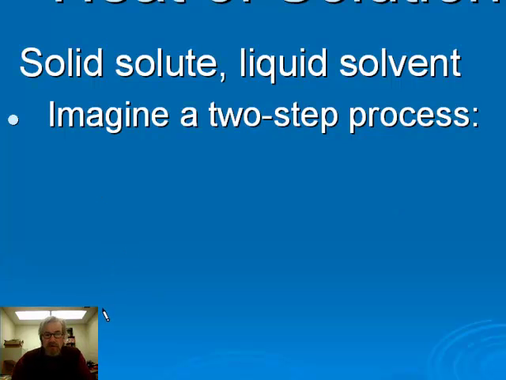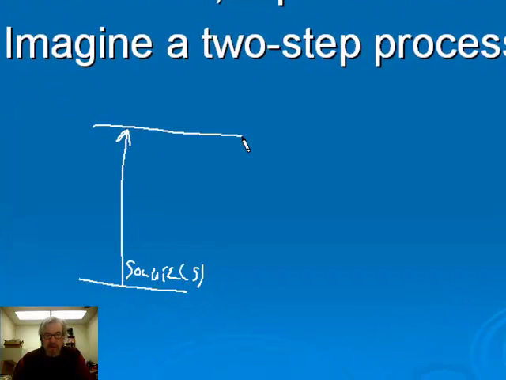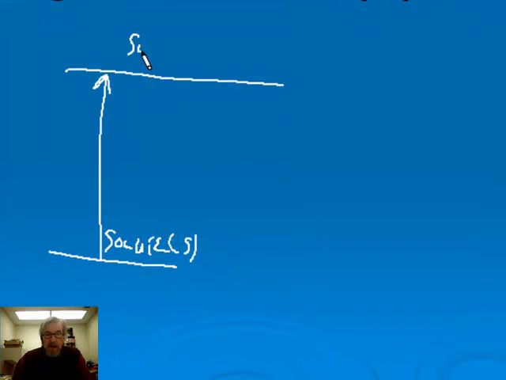Imagine using Hess's law to visualize a two-step process to make the solution occur. First, you have to break up the crystal. So imagine that we take these particles, so we have solute as a solid, and we vaporize it, we sublime it, make solute as a gas. That's always going to be an endothermic process. In fact, the amount of energy is going to be the lattice energy that we'd have to put in there. So the solid particles are vaporized, first of all.